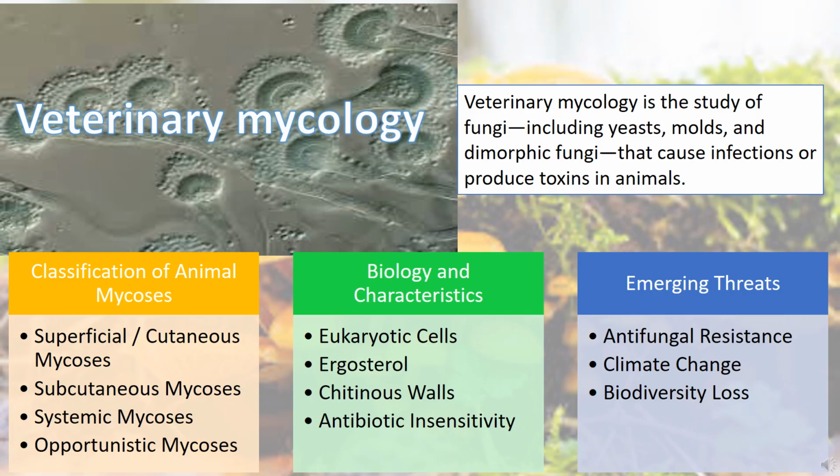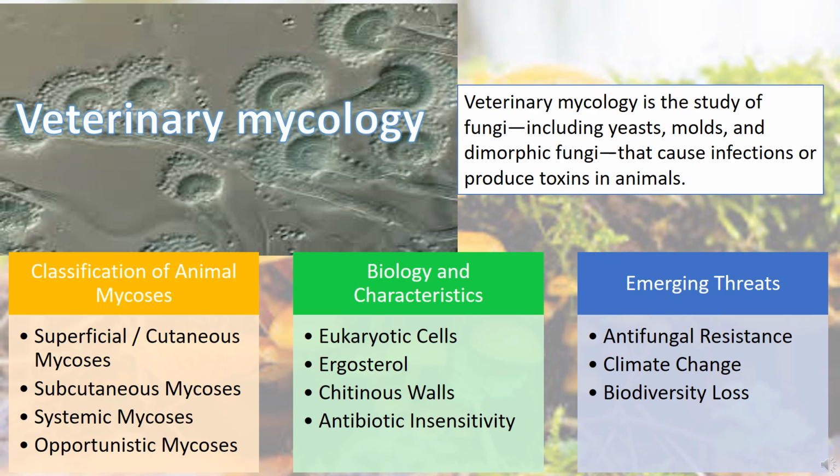Opportunistic mycoses. These occur when a standard, benign fungus takes advantage of a compromised immune system. Examples include aspergillosis in the respiratory tracts of birds or dogs, and candidiasis overgrowths. Biology and characteristics. Fungi hold unique properties that distinguish them directly from bacteria.